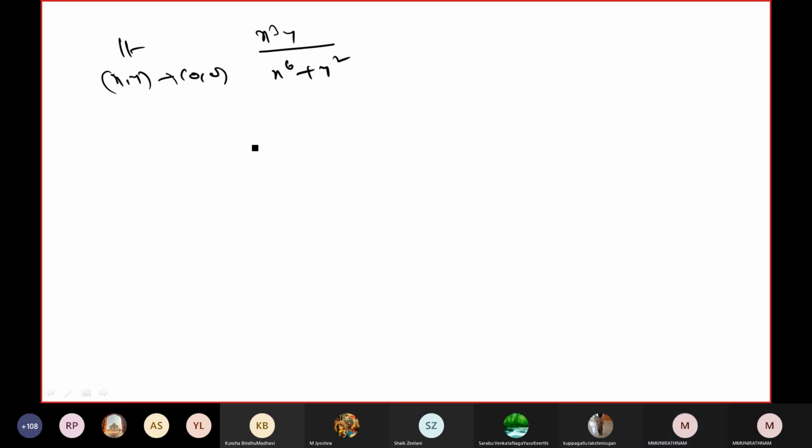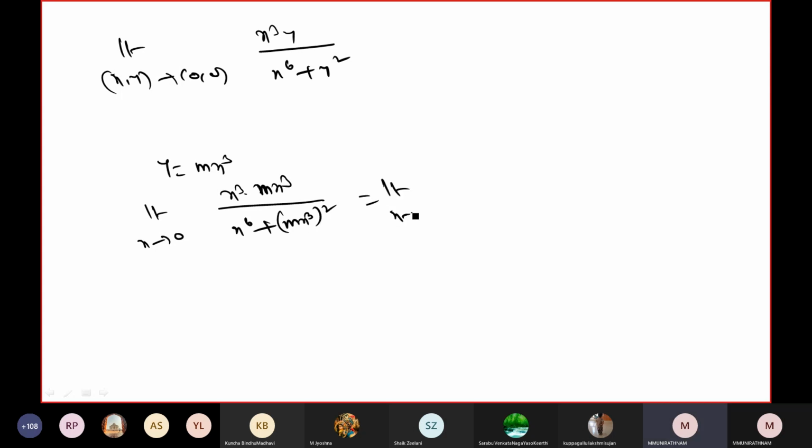Anyone? So ఇక్కడ would like to take y equal to mx cube అమ్మా. Okay na? If I take mx cube, so what will be that? Limit x tends to 0, x cube into mx cube by x power 6 plus mx cube whole square.